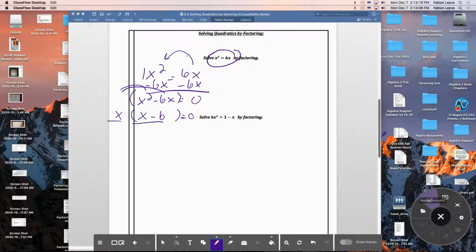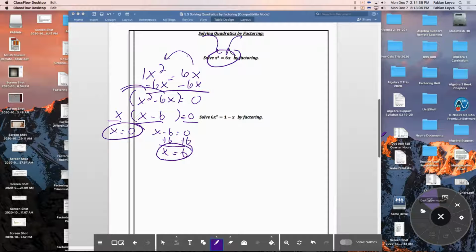Now I have something times something equal to 0. Let's set the first something equal to 0. So that means that x equals 0. That's cool, because that's an answer. We're okay. We have a variable, we solve for it. Then we have x minus 6 is equal to 0. Adding 6 to both sides, you end up with x is equal to 6.